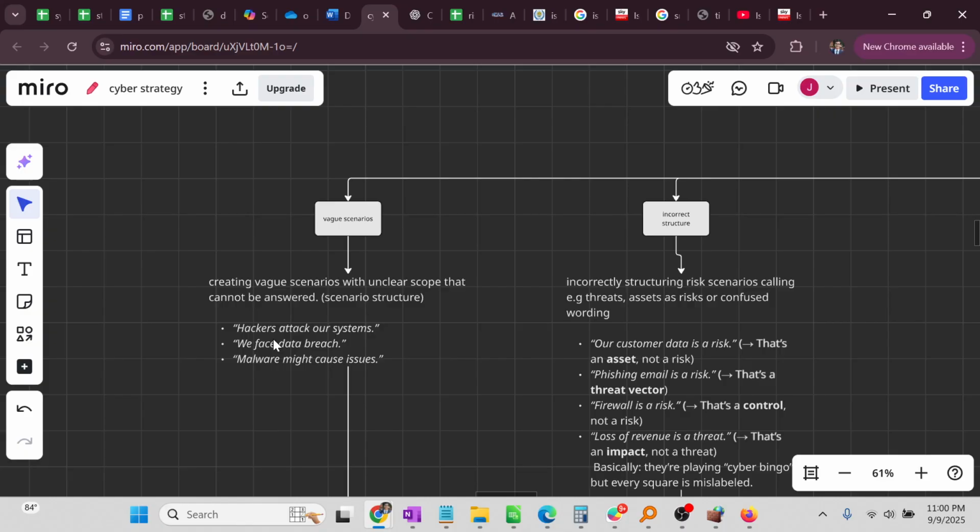Hackers attack our systems. What kind of system are you talking about? What kind of hackers are you talking about? What do you mean by attack? So you cannot use it in a decision because these analyses will be useless.